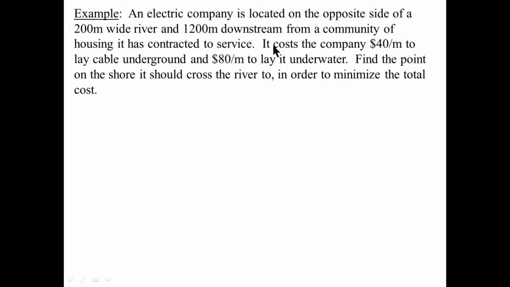A third example. An electric company is located on the opposite side of a 200-meter wide river and downstream from a community of housing that it has contracted to service. It costs the company $40 a meter to lay cable underground and $80 a meter to lay it underwater. It's more difficult. Find the point on the shore it should cross the river to in order to minimize the total cost. Solution: draw a diagram.